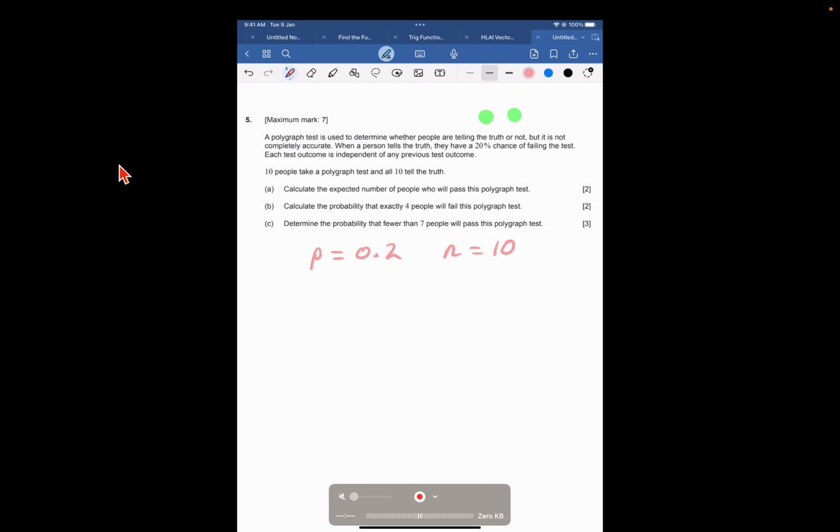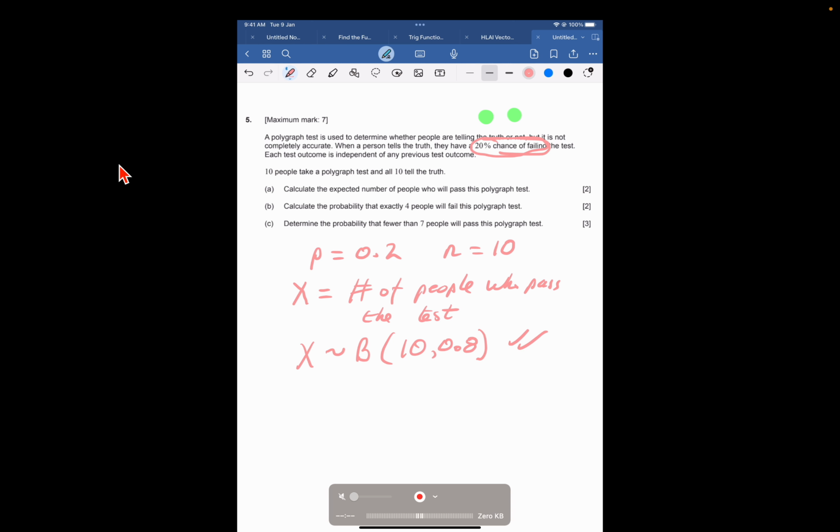A, calculate the expected number of people who will pass this polygraph test. Well, look, I'm just going to put a little variable, x equals the number of people who pass the test. So basically x can be modelled by a binomial. N is the number of trials. Now look, x is the number of people who pass the test. So what's the probability of passing? Because we've got a 20% chance of failing, that means an 80% chance of passing. So this is key, right?